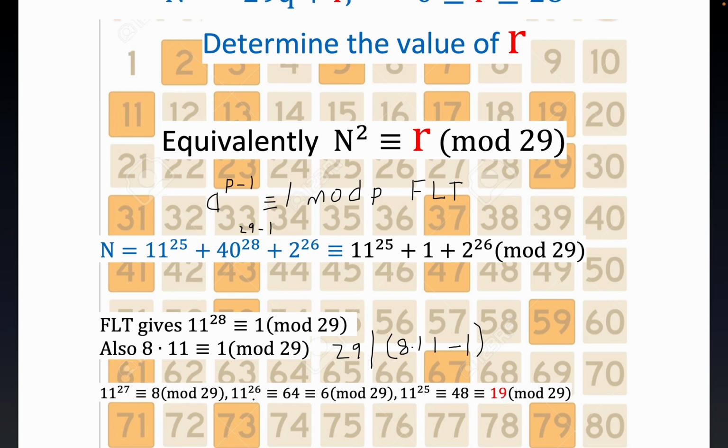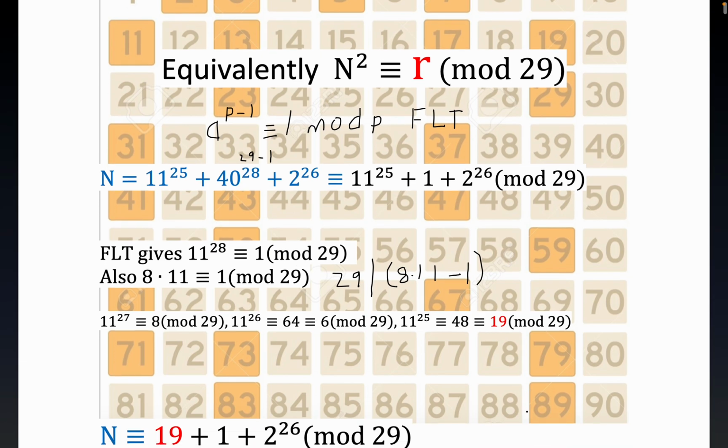All right, and now we do it again, multiply through by this, and you get 11 to the 26 is congruent to 64, but 64 minus 6 is 58, which is 2 times 29, right? And so finally, we do it one more time, and you get this. Again, 8 times 6 is 48, all right?